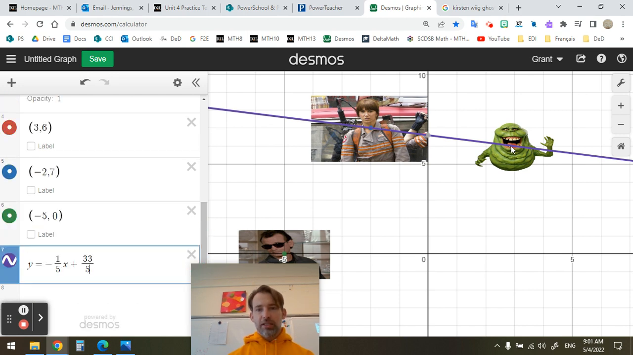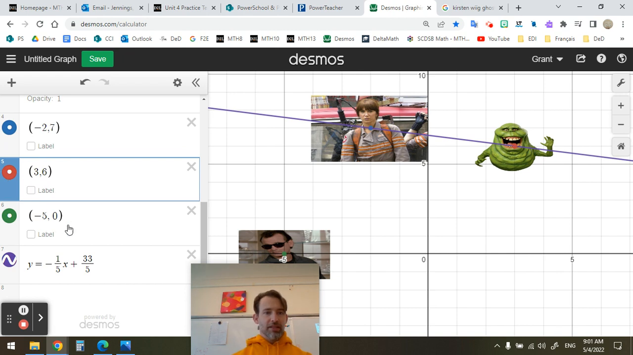And so that line will hit Slimer. So she is on target. Now let's connect Venkman at -5, 0 to Slimer at 3, 6. So now we want to put a line through Venkman and Slimer. Here, to go up from 0 to 6, I need to rise 6. And then to go from -5 to 3, I need to run 8.